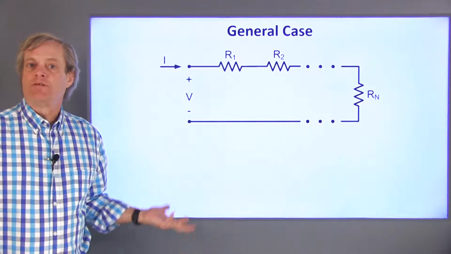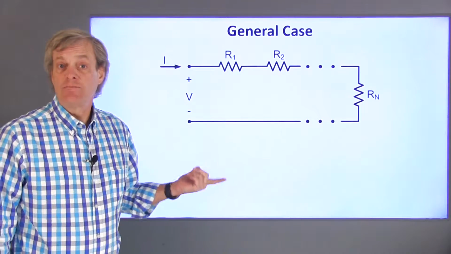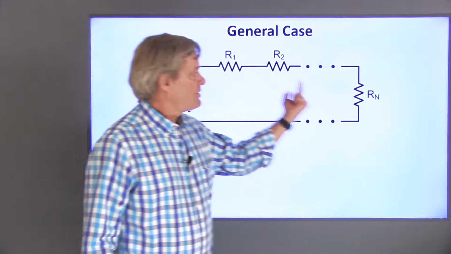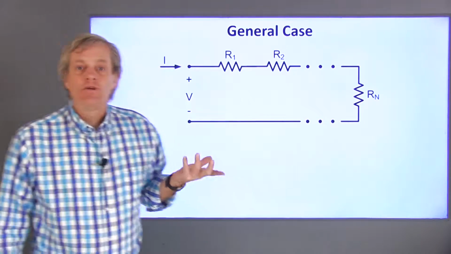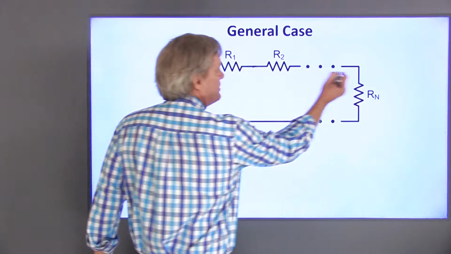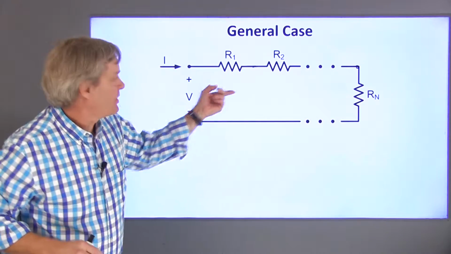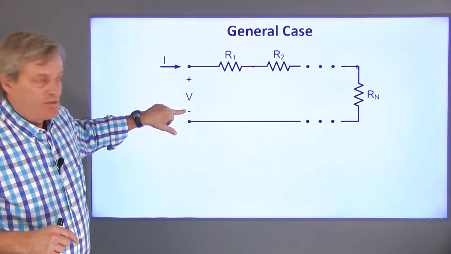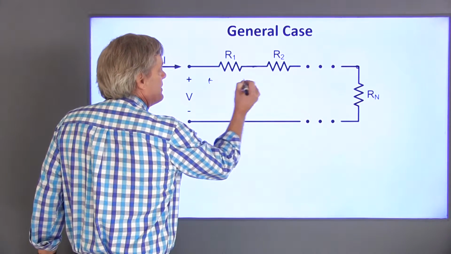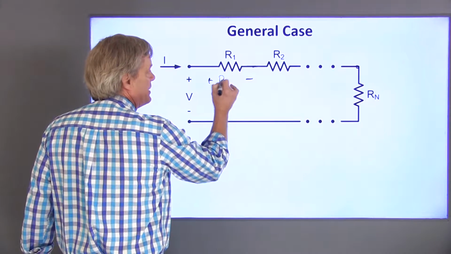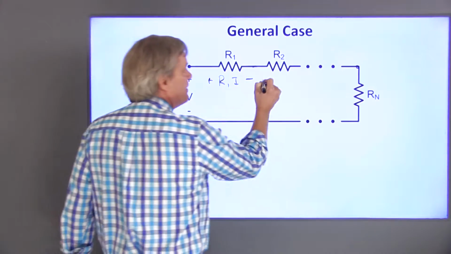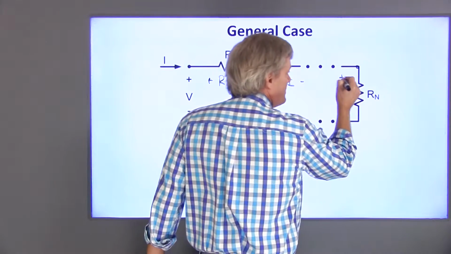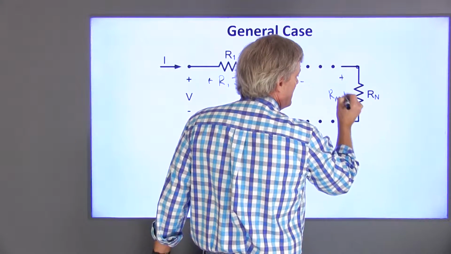We can generalize this result for any number of series resistors. Suppose we have n resistors, all in series. Our resistors are R1, R2, up to Rn. If we do KCL at any point in this circuit, we'll see that all of these resistors share the same current. I'm going to define that as I. The voltage difference at these terminals is V, and this voltage across R1 is going to be R1 times I. This voltage is R2 times I, according to Ohm's law, up to this voltage, which is Rn times I.